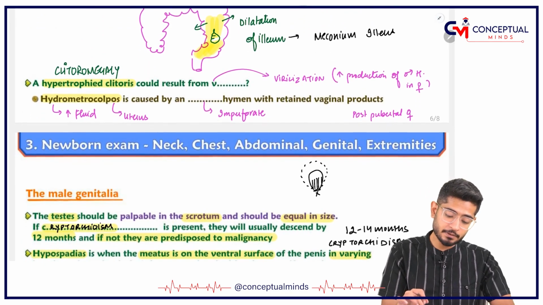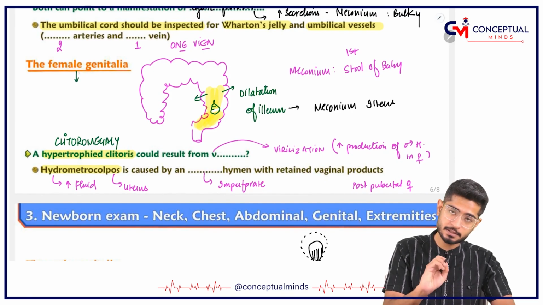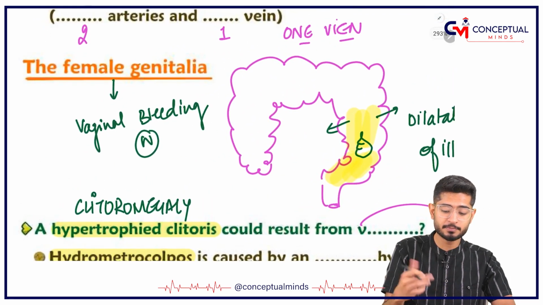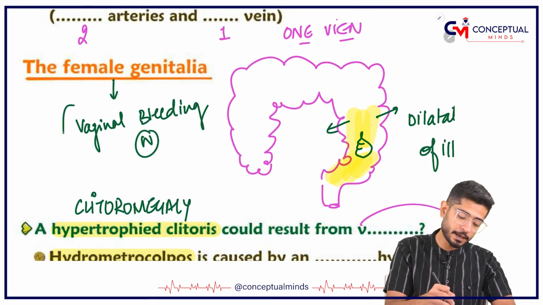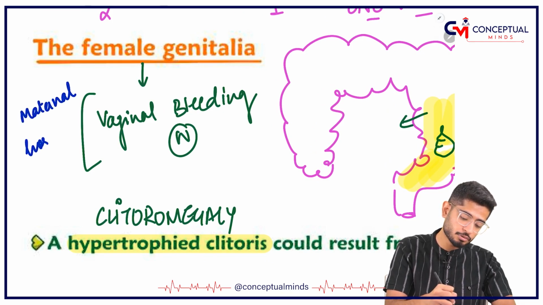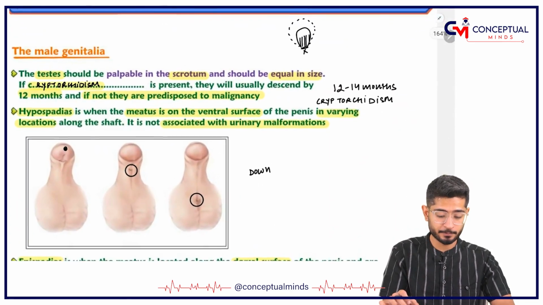Even when you examine the female genitalia, please understand, sometimes vaginal bleeding from the baby is actually normal. At birth the child might show vaginal bleeding. That's absolutely a normal finding. Why does it happen? Because of the maternal hormones. The maternal hormones go to the child and these might cause vaginal bleeding. That's a normal finding in a female infant.